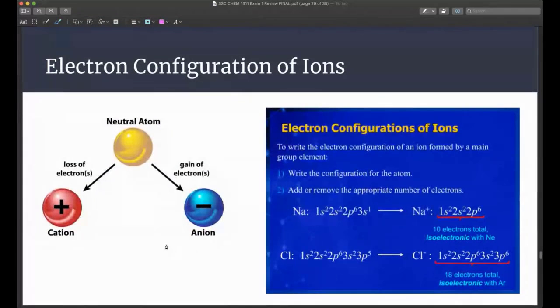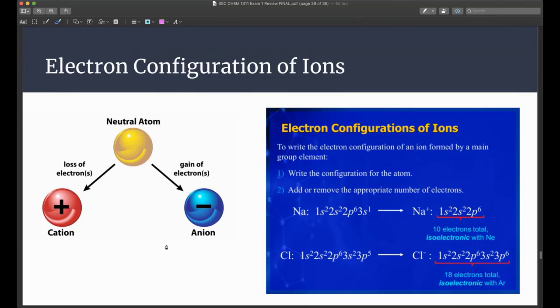All right, and so now moving on, we're going to the electron configuration of ions. So ions are basically charged atoms. A neutral atom, when it loses its electrons, becomes more positive, and we call those cations. But when a neutral atom gains electrons, we call those anions.